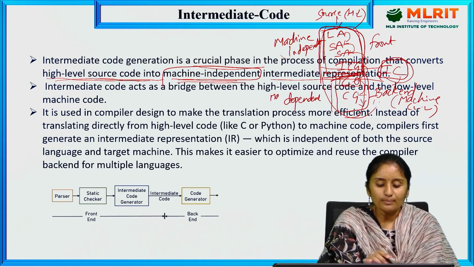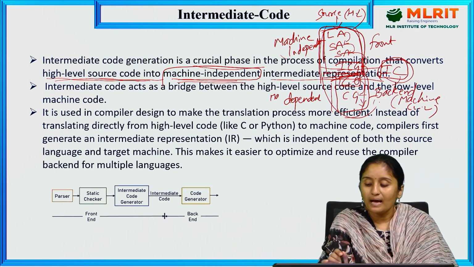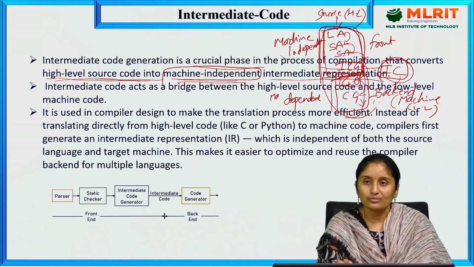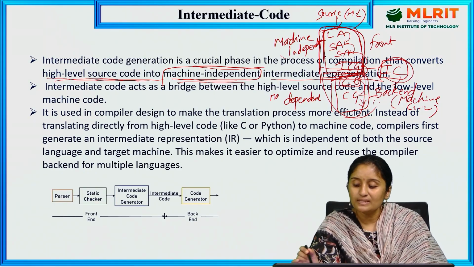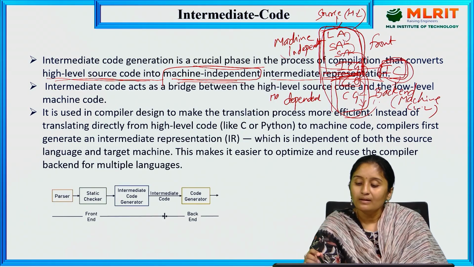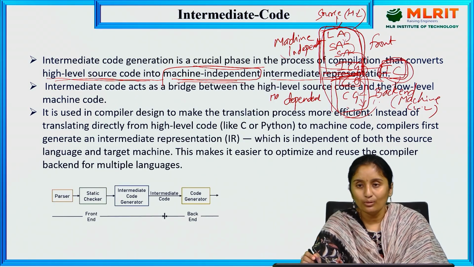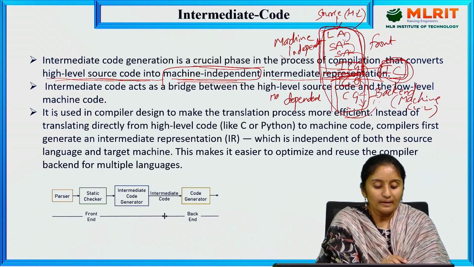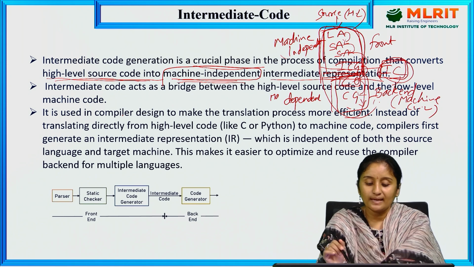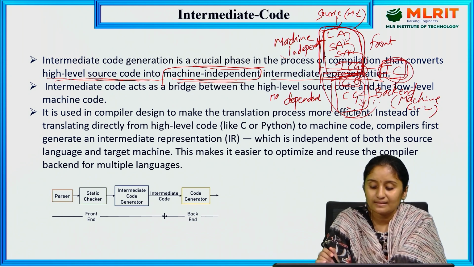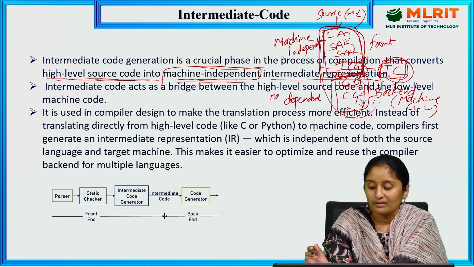Intermediate code acts as a bridge between the high level source code and the low level code. The output which is generated is the intermediate code, acting as a bridge between the high level as well as the low level. It is used in the compiler to make the translation process more efficient.